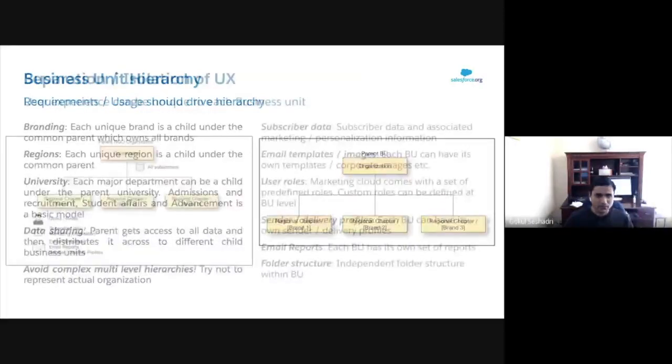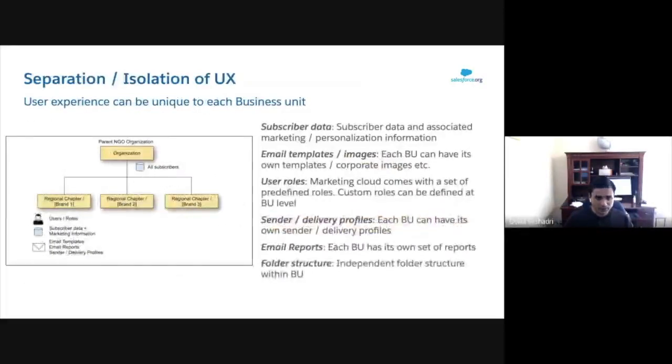Please note that the user experience can be unique to each business unit, and that's one of the key reasons why we are even considering this in the first place. For example, the subscriber data that's available to each business unit could be different. In my earlier example, I was talking about a university managing prospects and current students, enrolled students, right?